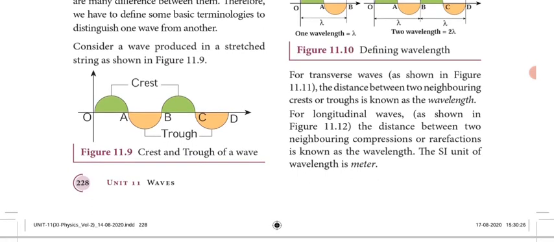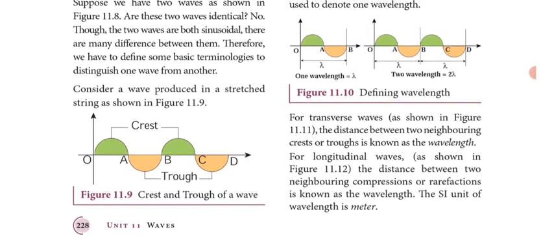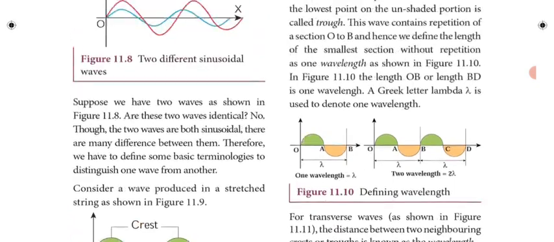Crest and trough, and compression and rarefaction, you get these in wave formation. Now we are considering a wave produced in a stretched string. You know what a string is and how it is stretched. In the stretched string we get waves like this, and the upward peaks are called crests and the downward ones are called troughs.